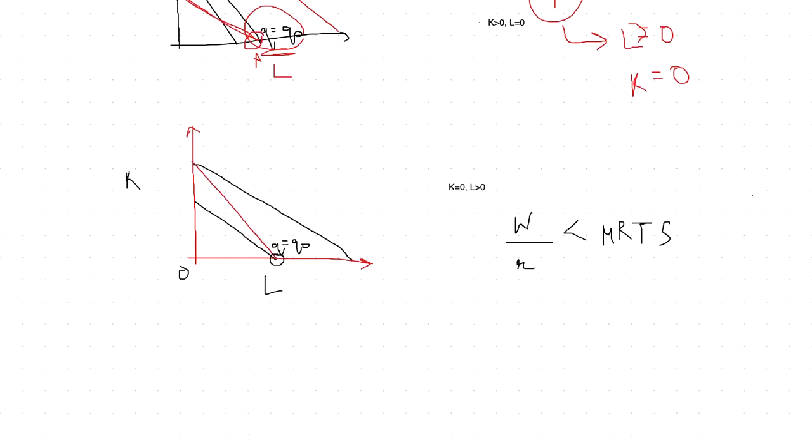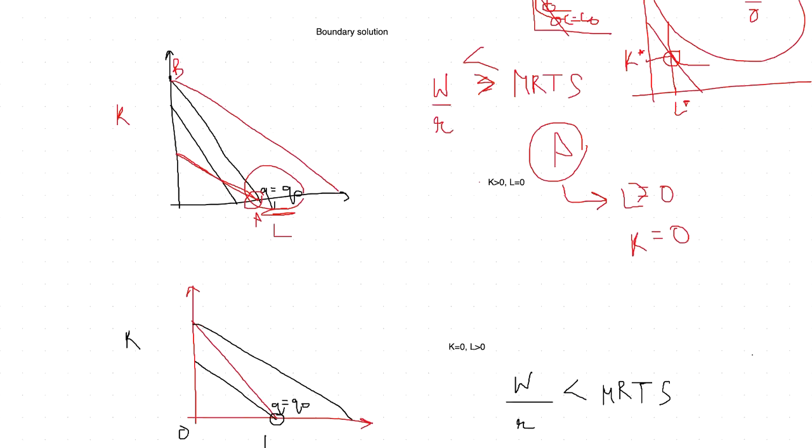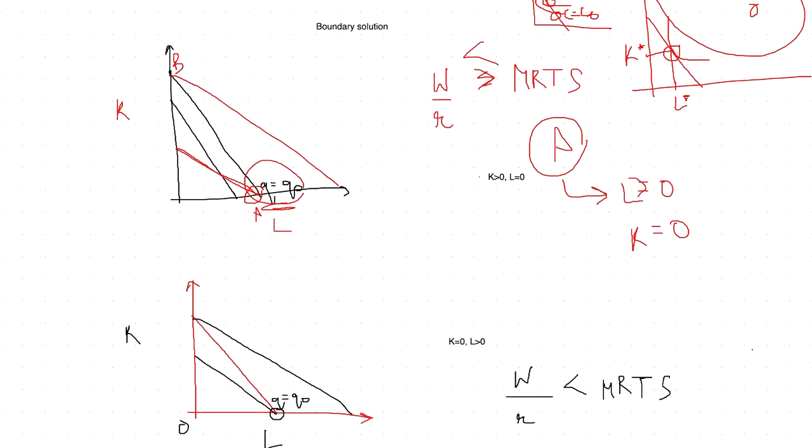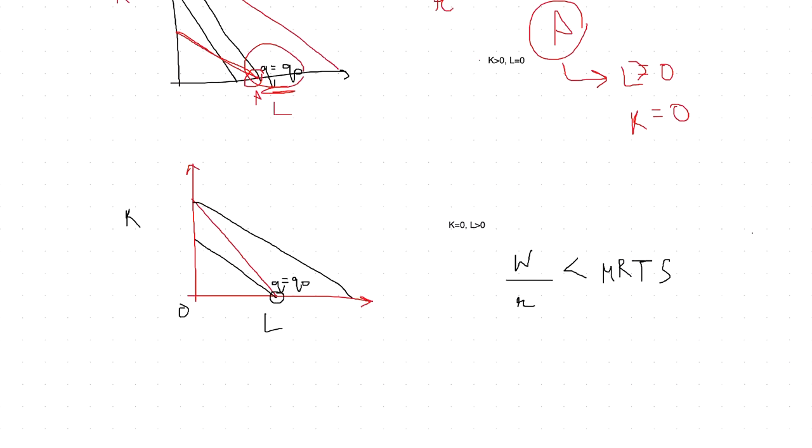In this case, these black ones are your isoquants. What we see is that your isoquants are flatter. So that means in this case, your MRTS is less than W by R. W by R is nothing but this red line. If you see, this is a very steep line. So this is your cost line and these black lines are the isoquants.